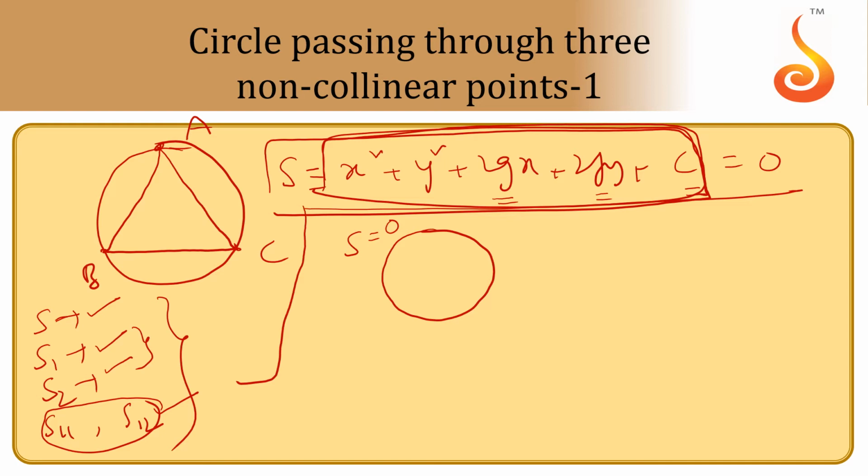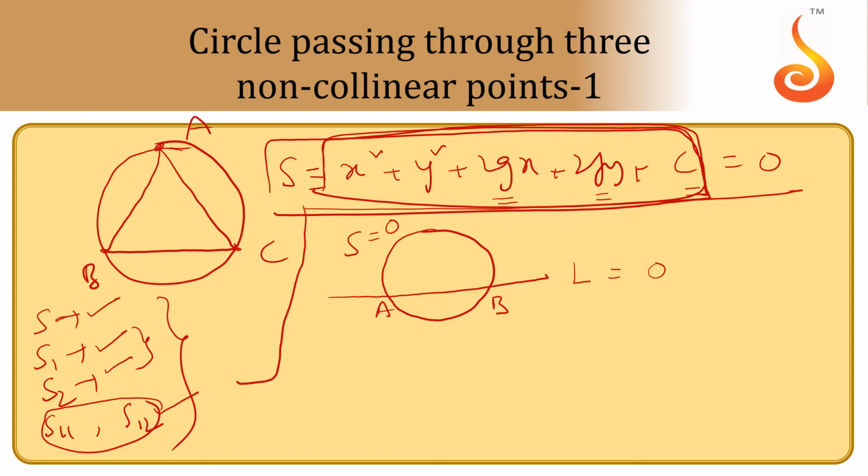So I am taking S equal to 0 as the given equation of the circle. Now a line is cutting the circle like this. Let it be L equal to 0. Let A and B be the points of intersection of that circle and line.